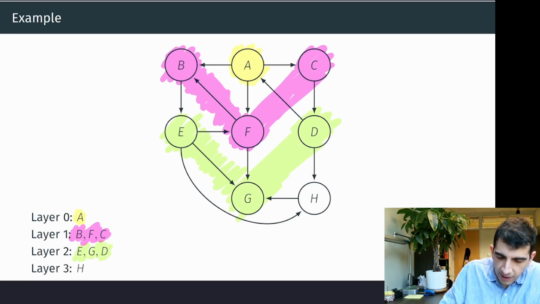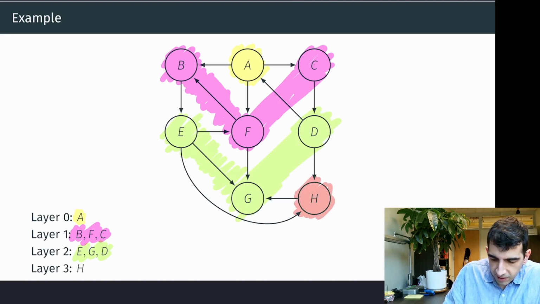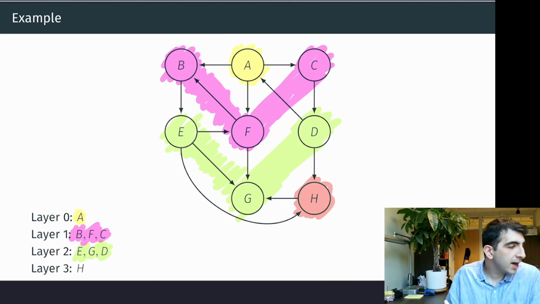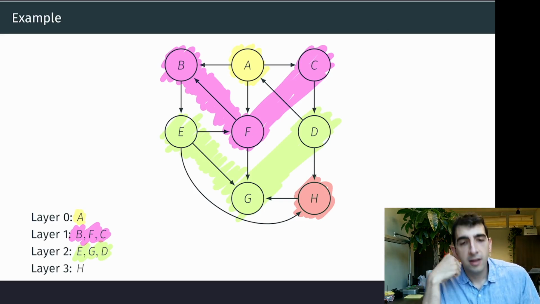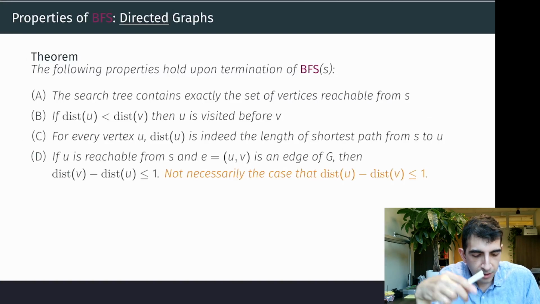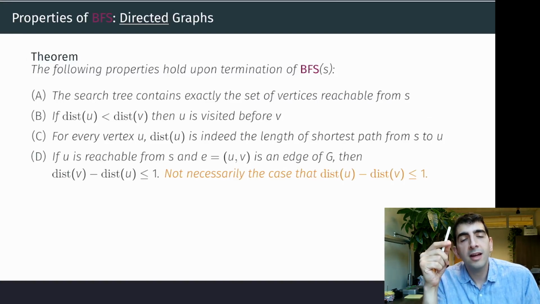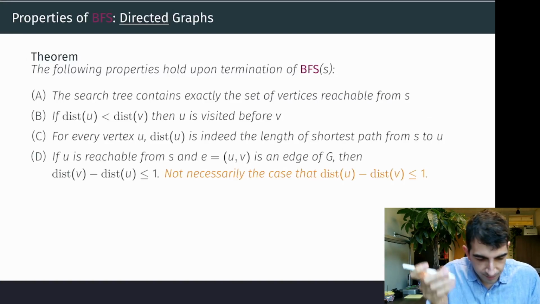Distance of 2. And finally, we have one node that is 3 edges away from the start vertex A. Okay, so exactly the same algorithm as we saw before, but now it's in the directed case. Now, the directed case properties are slightly different than the undirected case.